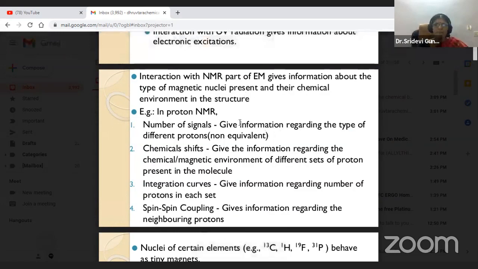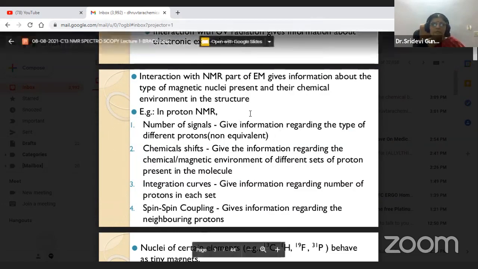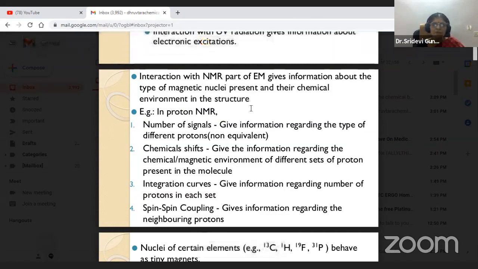NMR. What is NMR? In NMR, magnetic nuclei that are present in the molecules interact with the NMR part of the electromagnetic radiation. So interaction of matter with the NMR part of electromagnetic radiation gives information about the type of magnetic nuclei present and their chemical environment in the structure. For example, because you have studied proton NMR, let us just revise whatever you have learned in proton NMR.